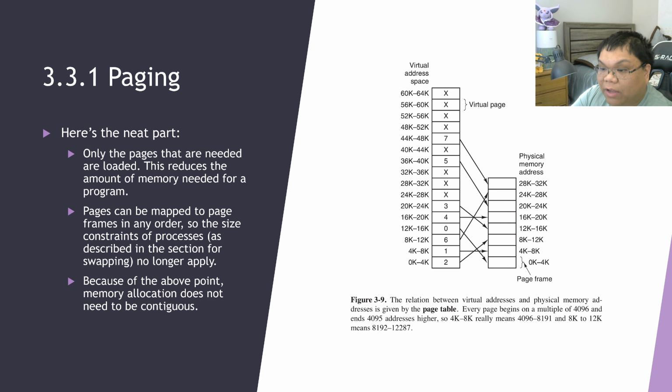Also, because pages can be mapped onto page frames in any order, memory allocation does not need to be contiguous anymore. If a process needs more memory and it can't grow because there are processes in the way, no problem. It'll just continue somewhere else, and that's also part of the process's memory space. As far as the process is concerned, it's seeing a contiguous virtual address space, even though in physical memory it may be cut up and incomplete.